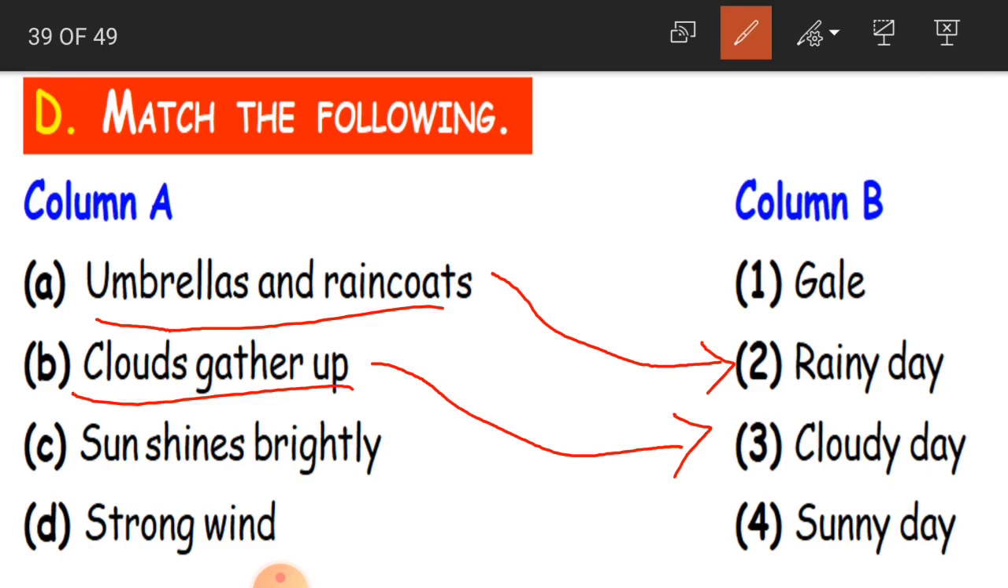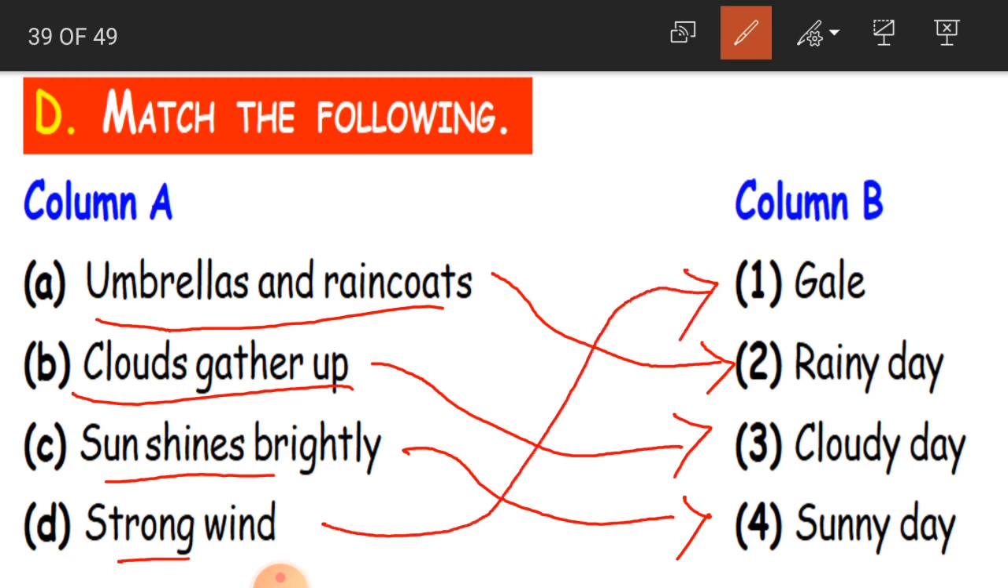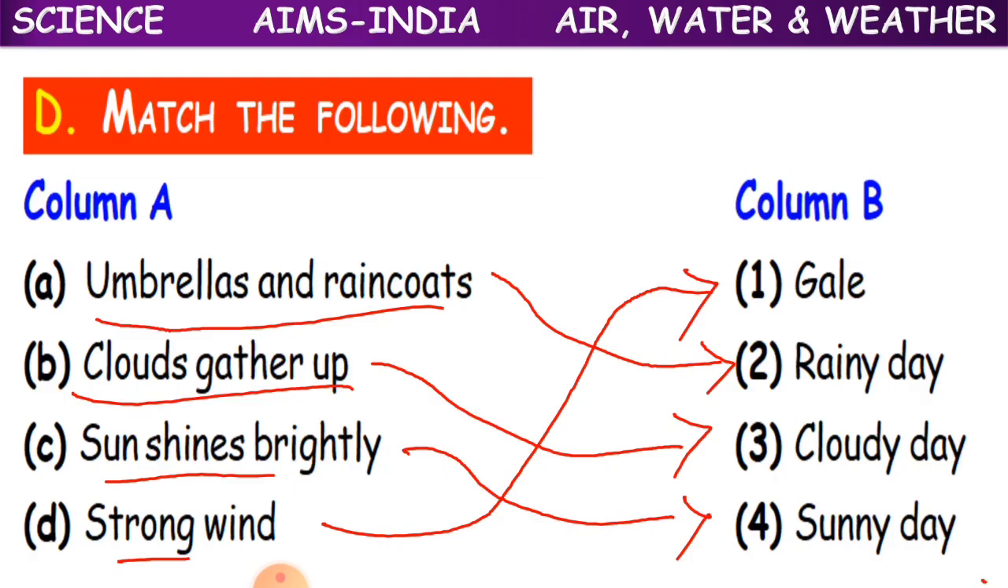Clear, children? And now the C option is sun shines brightly. When does the sun shine brightly? We'll be able to play outside without any disturbances, because there is no rain, no wind. Where we can play comfortably, that is on a sunny day. And the last one is strong wind. It is gale. We call it gale. Clear, children? Yes, this is what we have done with the match the following.